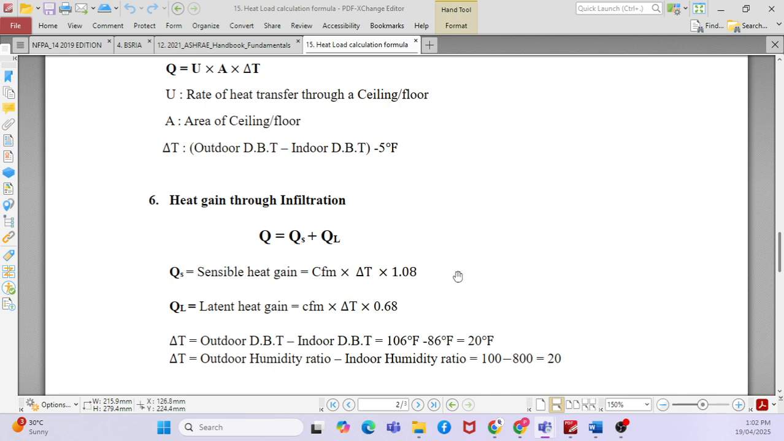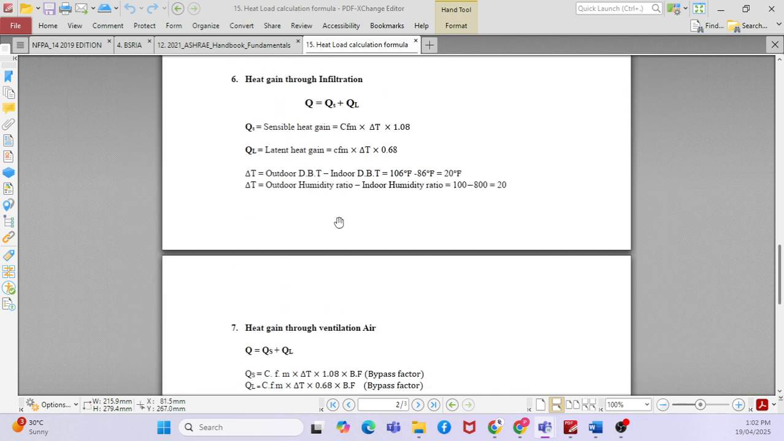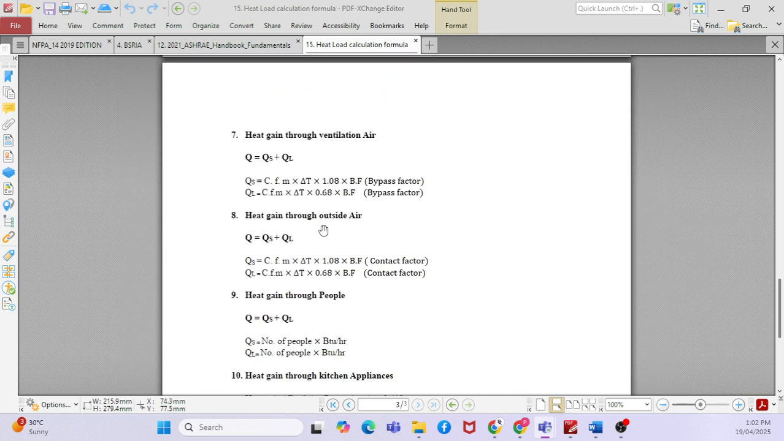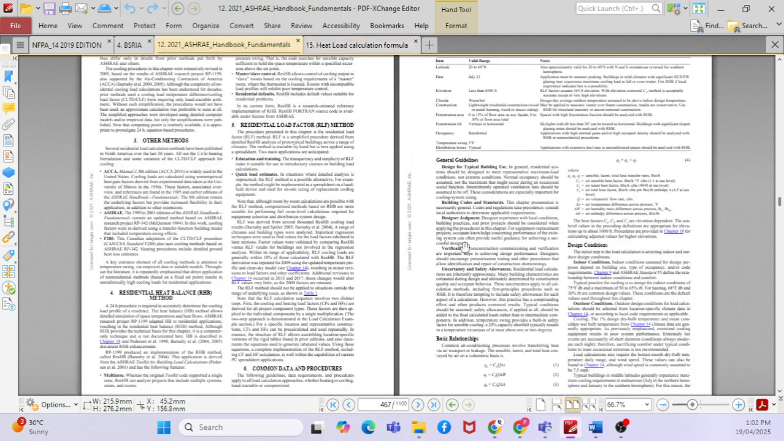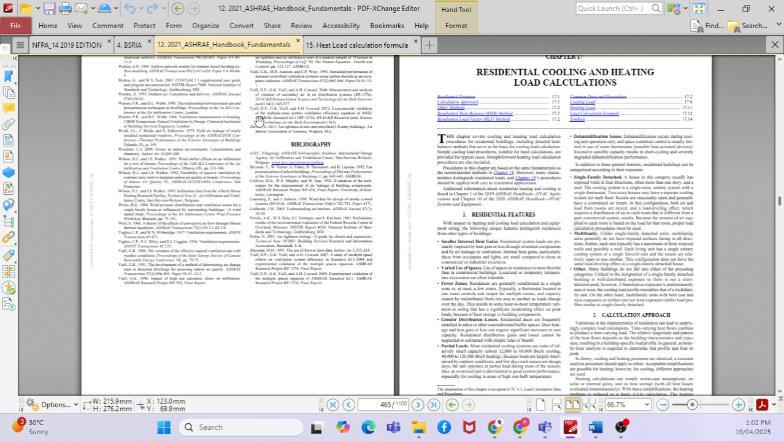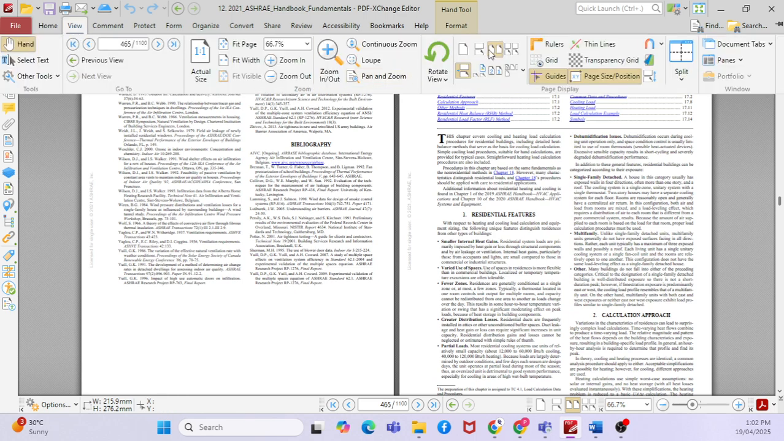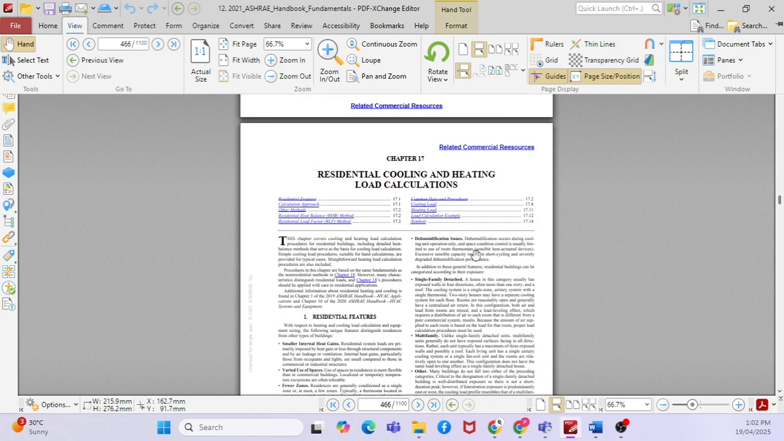You will get that understanding from the psychrometric chart. That is why I told you to study the psychrometric chart first before you go to the thermal load calculation. Now you have different equations: ventilation air, outside air, people, kitchen appliances. So where do these all come from? They are based on the ASHRAE Fundamentals, 2021 or earlier. Clear?